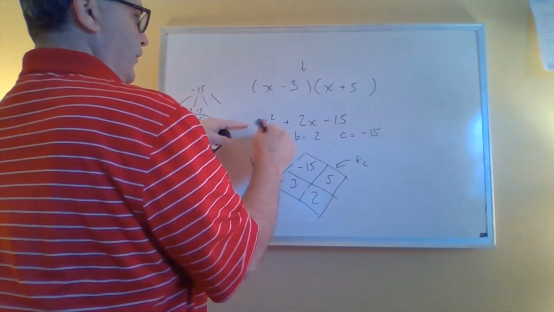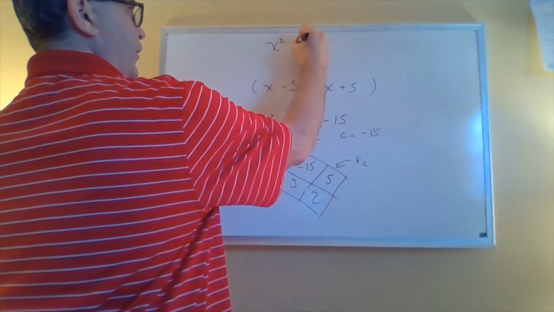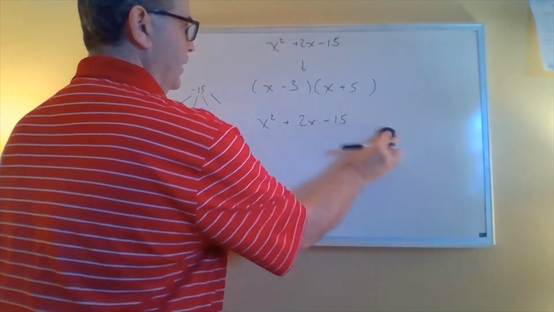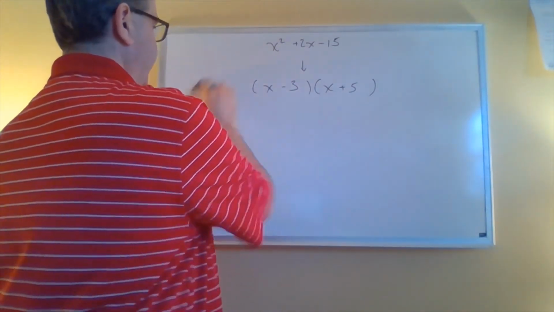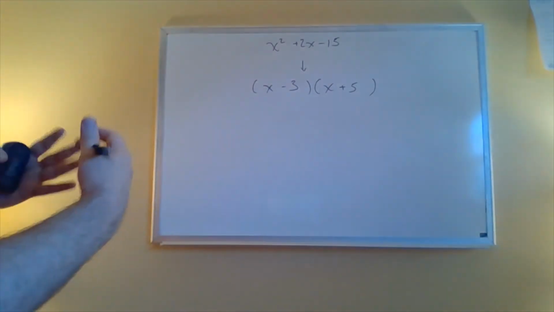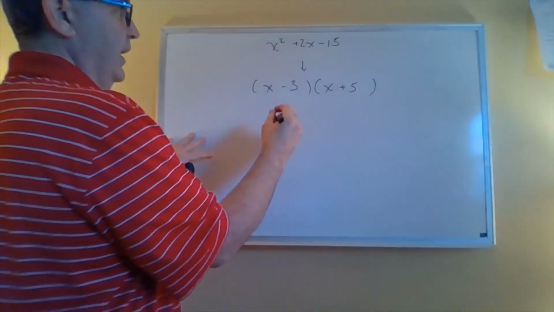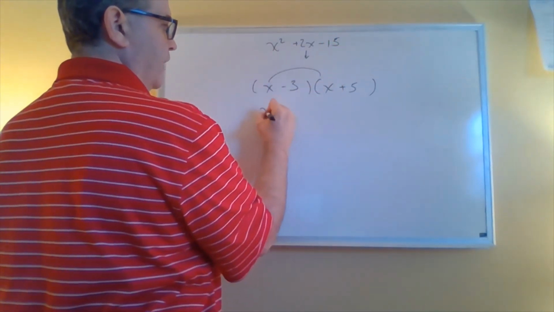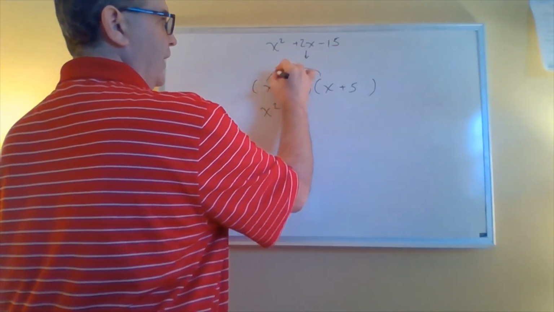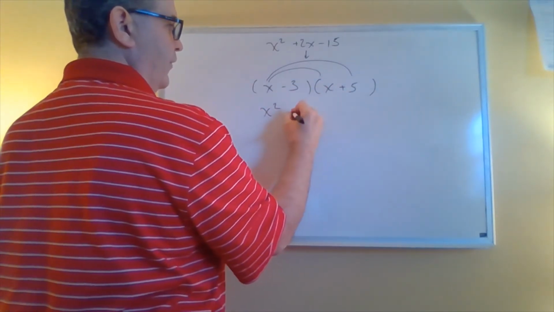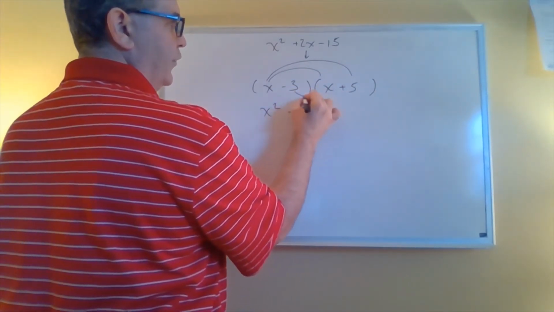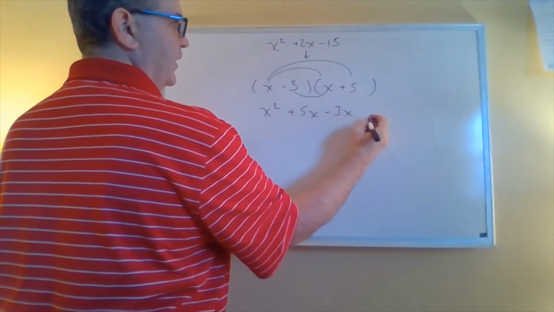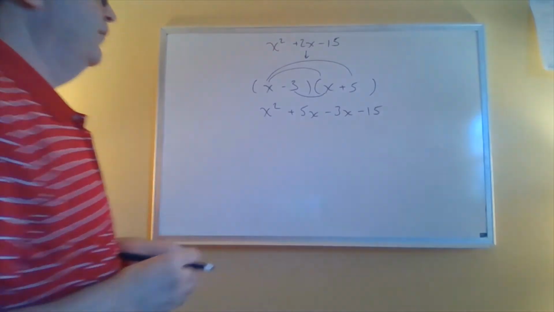I'm going to go ahead and write this trinomial up here, x squared plus 2x minus 15. When we factored that, it became x minus 3 and x plus 5. So let's FOIL this just to see how we did. First I multiply the first terms, I get x squared. Then the last terms, so x times 5, that's 5x. Inside terms, negative 3 times x is a negative 3x. And then negative 3 times 5 is negative 15.